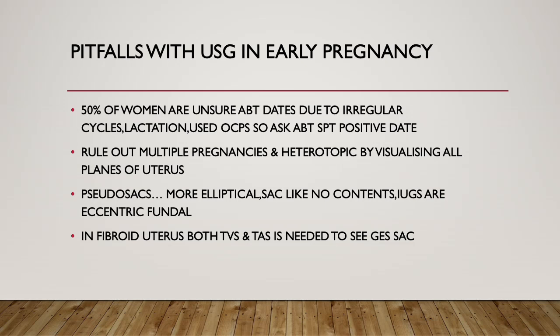There may be pseudosacs. Pseudosacs can be differentiated from the gestational sac because they are elliptical, while gestational sacs are eccentric. They are mostly fundal in location, and pseudosacs have no contents inside. In cases where the female has fibroids and the uterus is distorted and enlarged, both TAS and TVS are recommended to see the gestational sac.